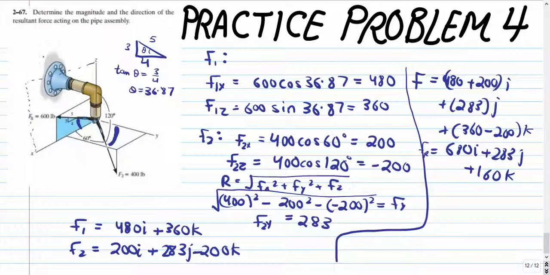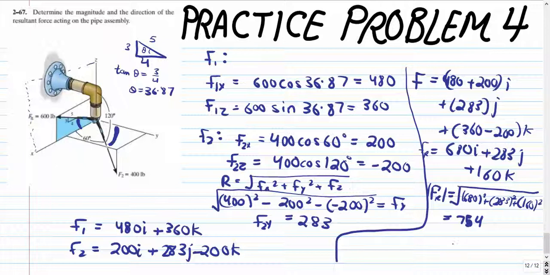But they want us to find the magnitude of the resultant force. So we will use the resultant force formula to find its magnitude. The magnitude of the resultant force is going to be equal to the square root of the sum of the squares of the resultant force components. And the value that we get for the resultant force is 754 pounds.